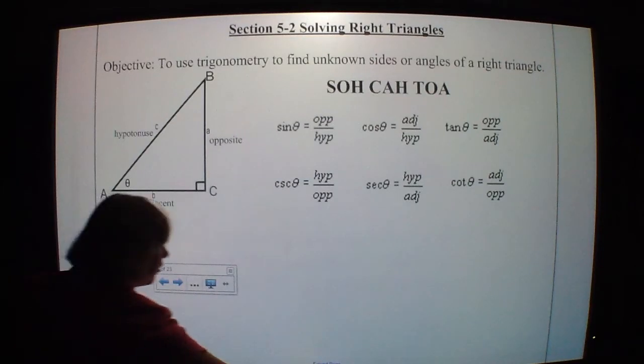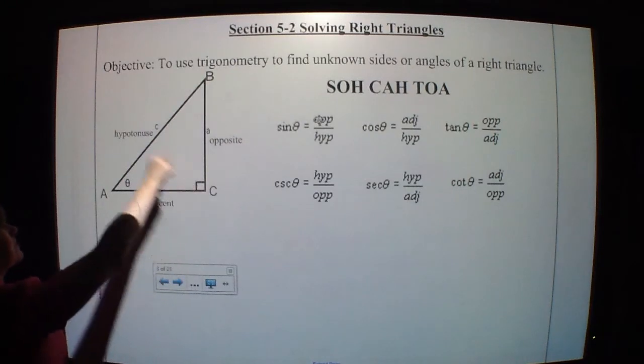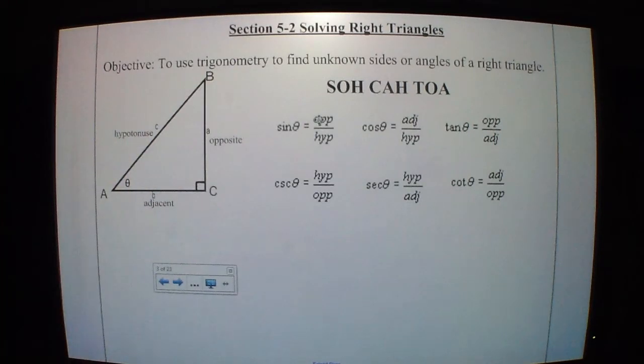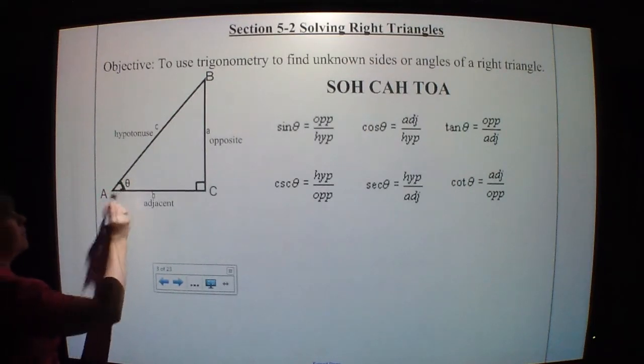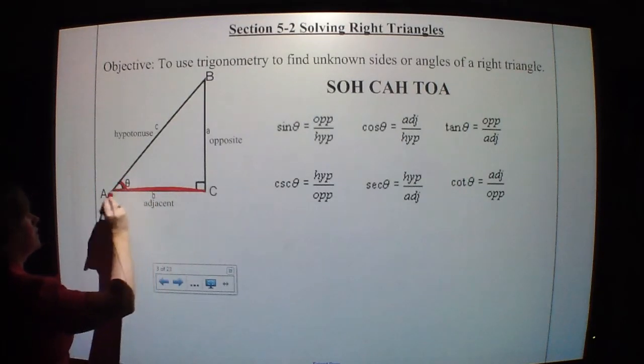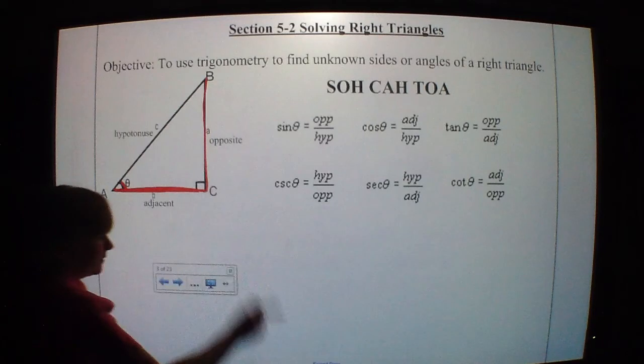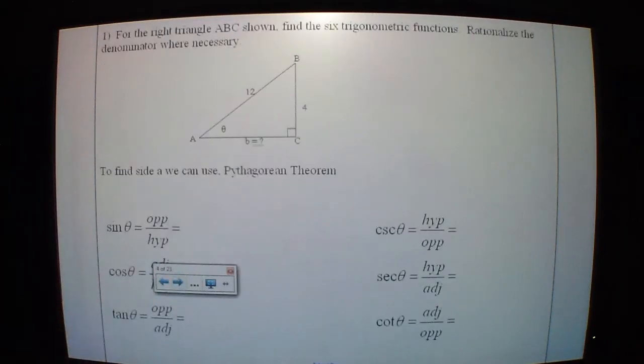And make sure we know our sides. The hypotenuse is always the one that is opposite the right angle. The adjacent side is always next to my angle, but it's not the hypotenuse. So this is adjacent to that angle, this angle right here, that's the adjacent side, because it's next to it, but it's not the hypotenuse. This is my opposite side. So from right triangle ABC shown, find the 6 trigonometric functions, rationalize denominators where necessary.